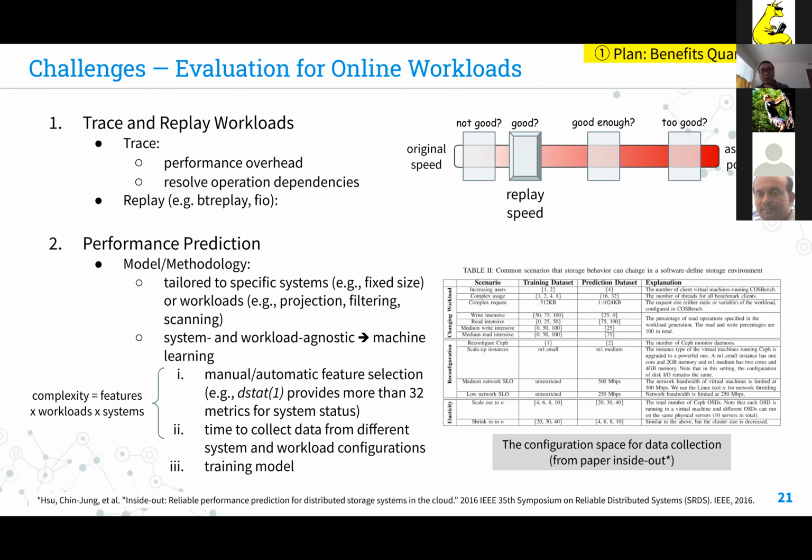In some implementations, people try to reduce the complexity of the model by tailoring the model to some specific systems or some workloads. For example, it puts some assumption on the size of the system or some specific workload. But for the benefit quantification of offloading functions to the user's storage devices, we just don't want to have an assumption on the size of the system or what kind of workload should be offloaded to the user's storage devices. And so therefore, we may favor a model that is system and workload agnostic, and typically that means we would need some machine learning technologies.